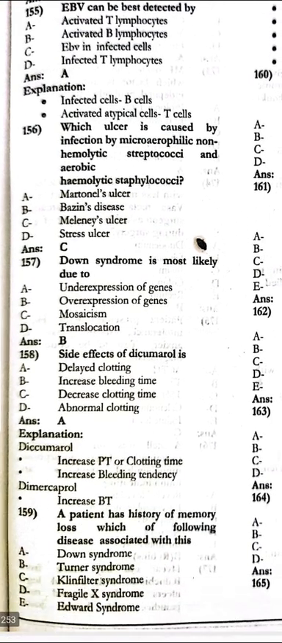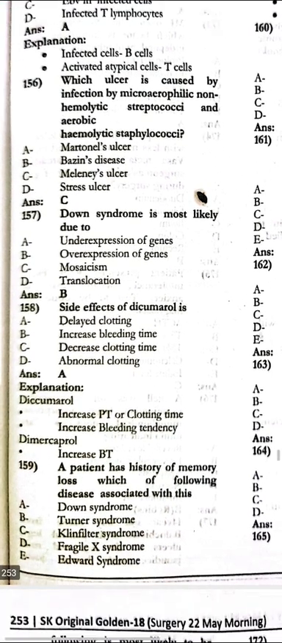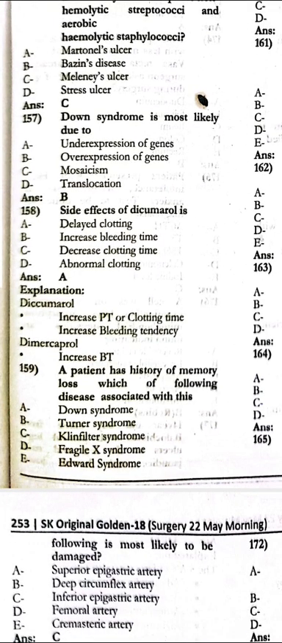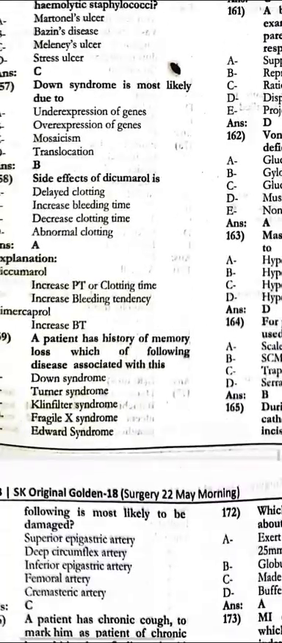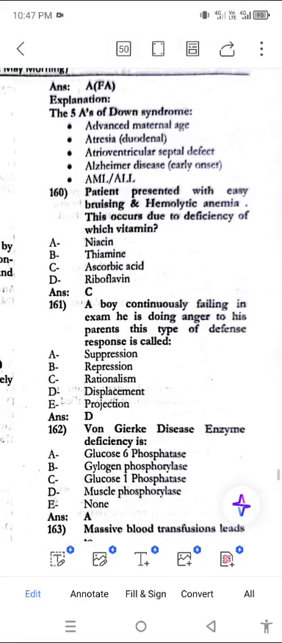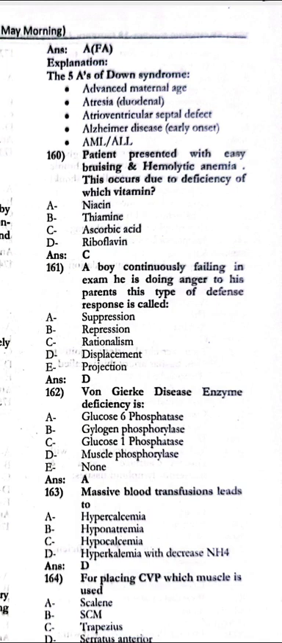Down syndrome is most likely due to the overexpression of a gene. A side effect of dicumarol is delayed clotting. A patient has a history of memory loss; the disease associated with this is Down syndrome. Next, the patient presented with easy bruising and anemia. This occurs due to the deficiency of which vitamin? That is ascorbic acid.